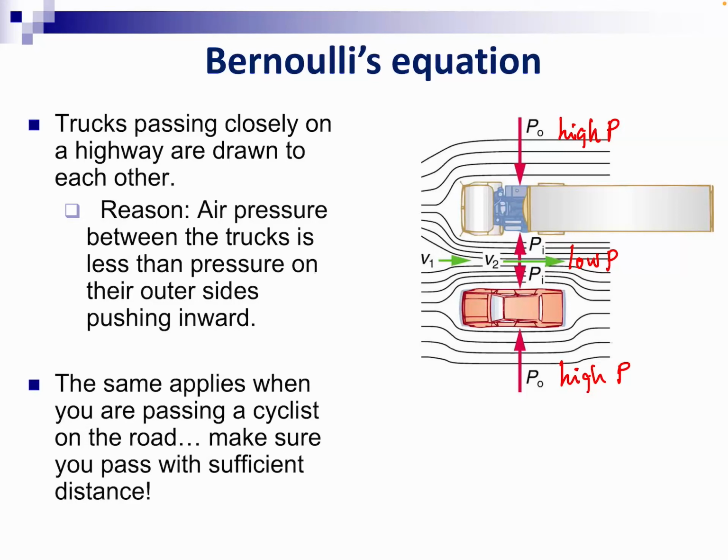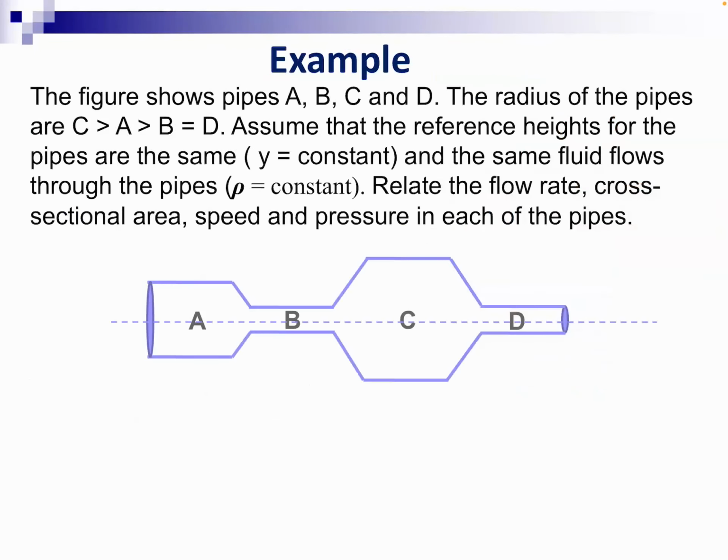It's interesting, eh? Bernoulli's equation is really interesting. So just to wrap things up and put everything together, we have here a figure of a pipe with different cross-sectional areas. Pipes B and D have the same cross-sectional area and they're the narrowest. Pipe A has a wider cross-sectional area than B and D, and the widest is C.